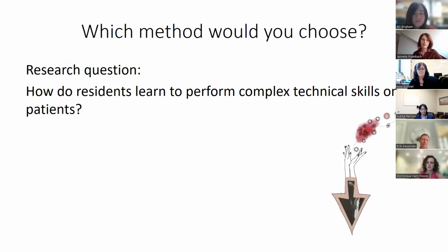Now let's practice a little bit. Here it's a bit artificial because I'm only going to give you the research question. If you look at this research question, which method would you choose, perhaps, if you would want to contribute in the chat? How do residents learn to perform complex technical skills on patients? Take a minute to think about that and maybe write down some comments in the chat.